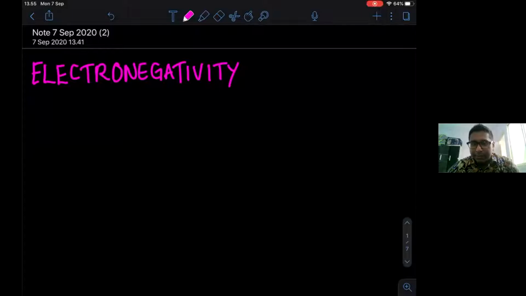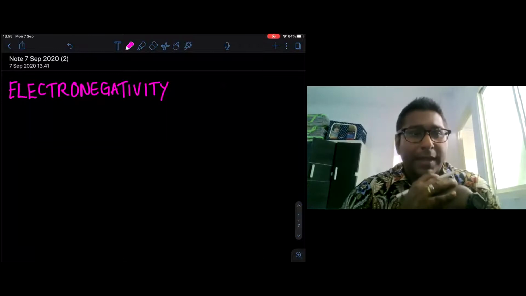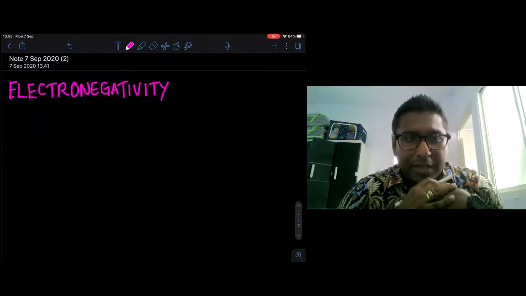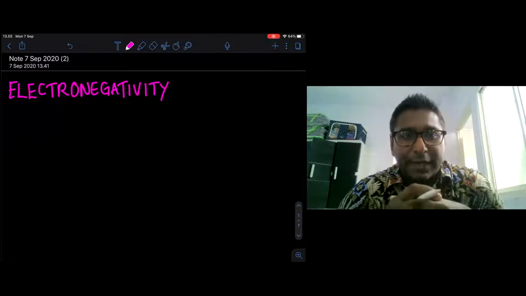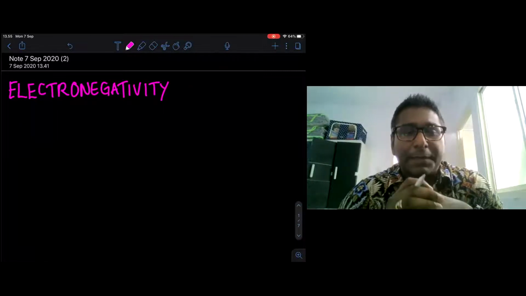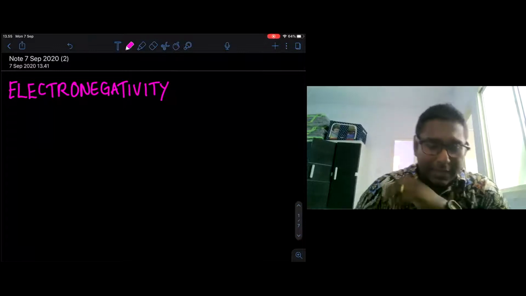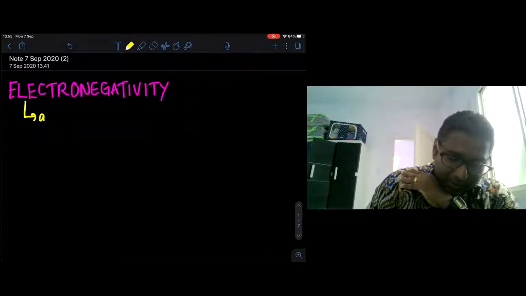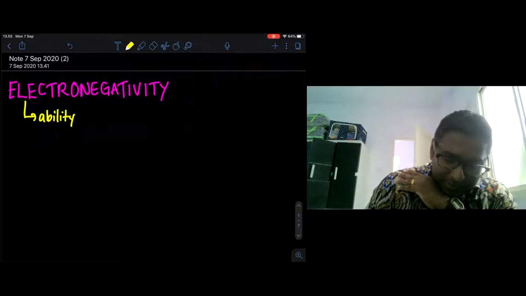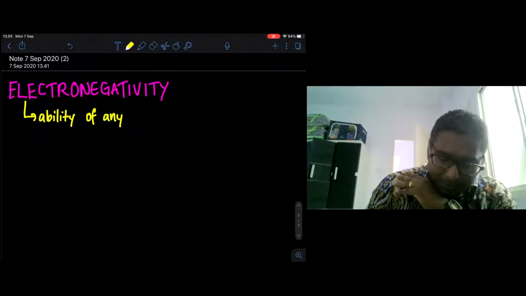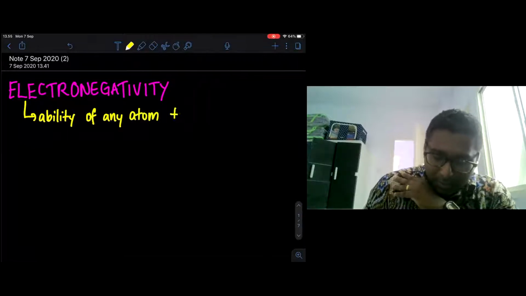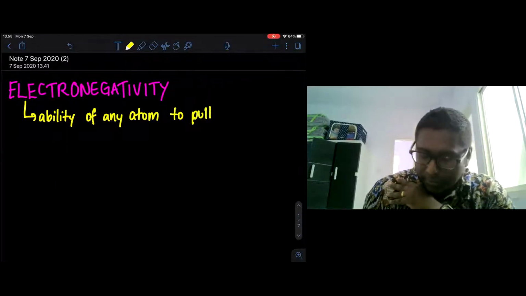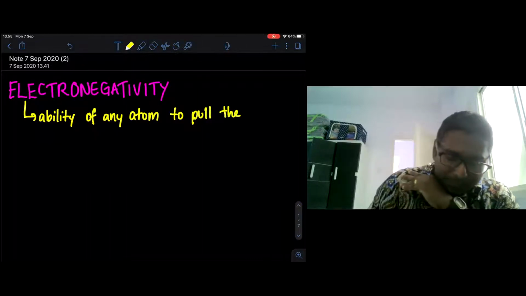The topic for today is electronegativity. When it comes to electronegativity, we need to understand what the definition of electronegativity is. Electronegativity is defined as the ability of any atom to pull the electron, or to pull the electron pair.